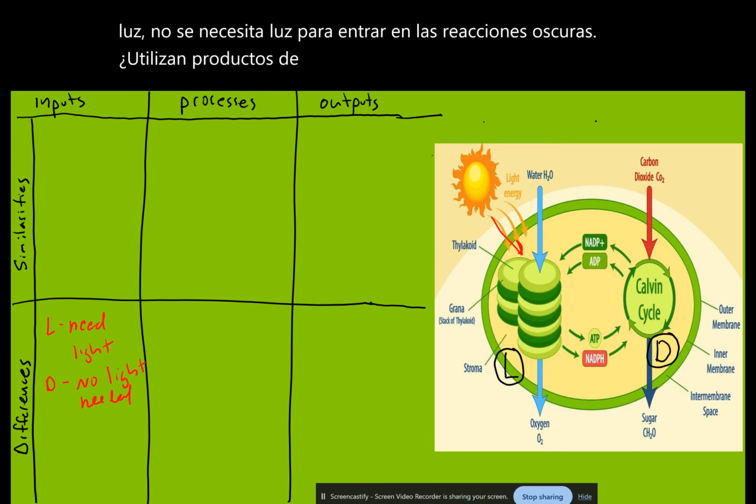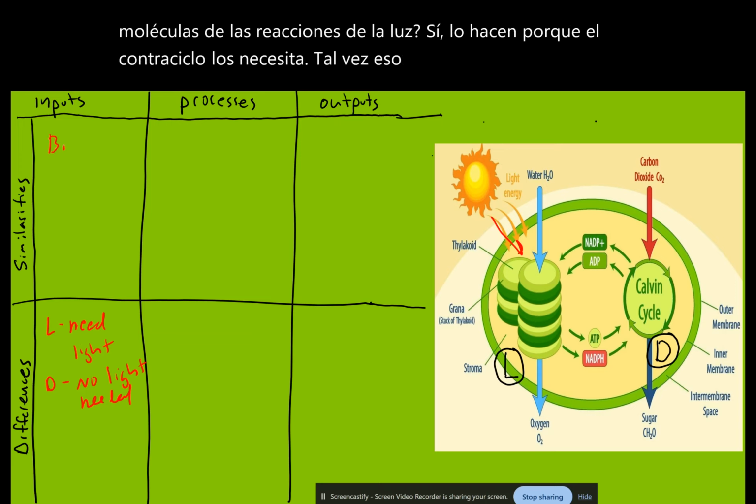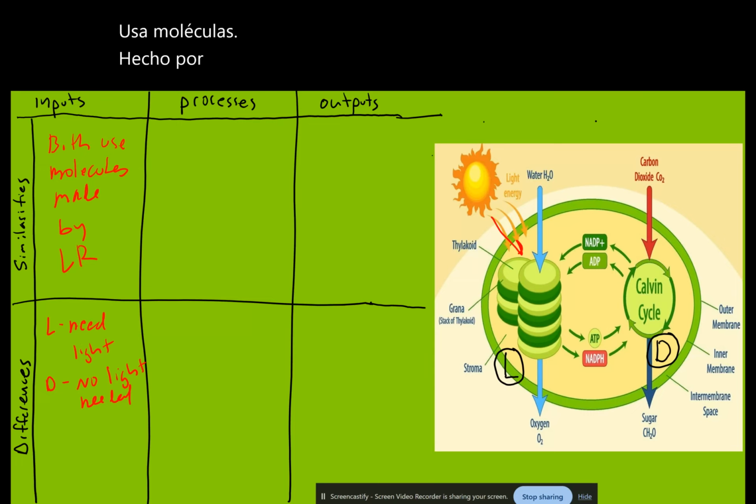Do they both have molecules from the light reactions? Yeah, they do, because the Calvin cycle needs those. Maybe that would be a similarity. Both use molecules made by light reactions. That's, I guess, a similarity.